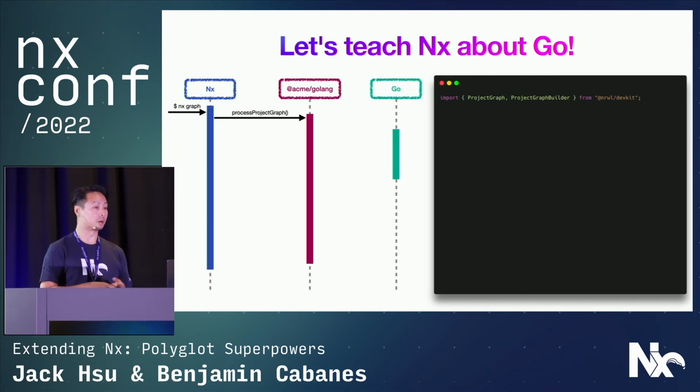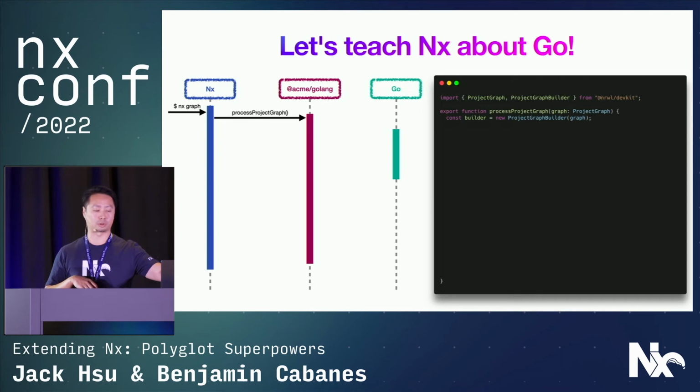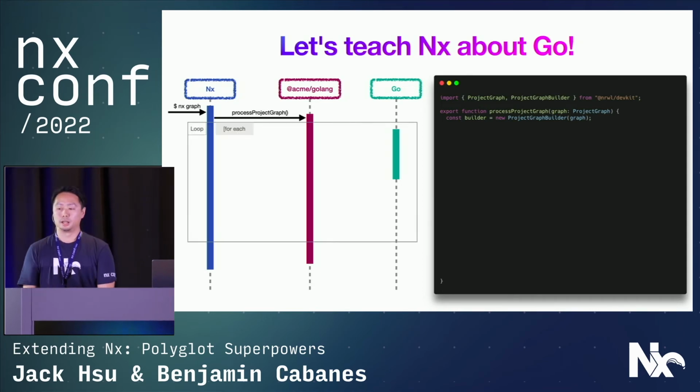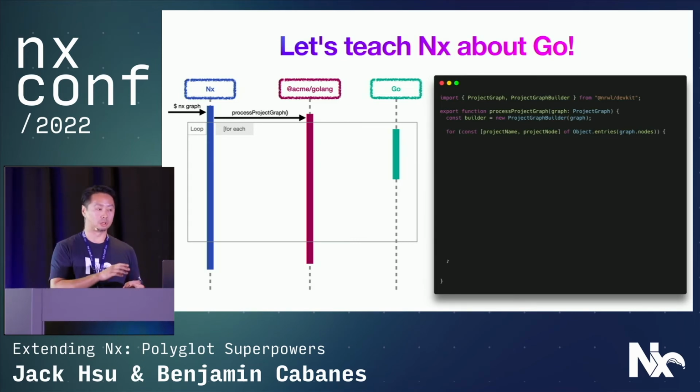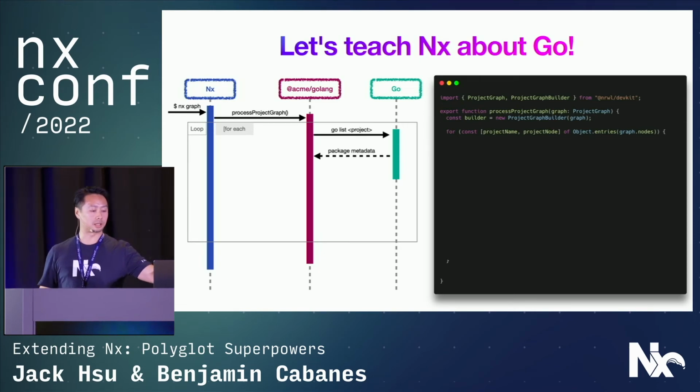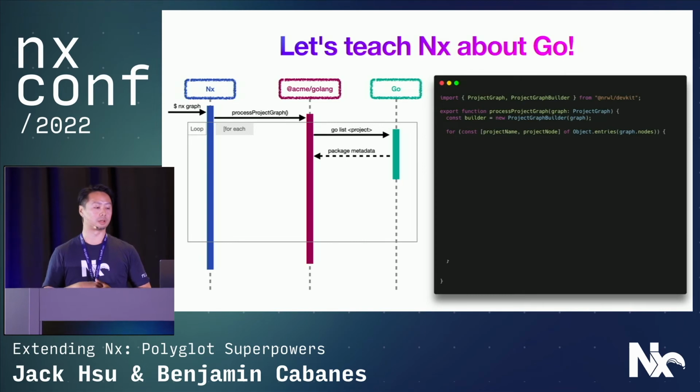And because we register our plugin with NX, it's going to call our plugin and say, can you please process this graph for me? And now we're going to create a new builder using the project graph builder in NX. And we're going to use a trick. Because NX already knows about all the projects in the workspace, we're going to loop through every single project that's detected. And Go has this command called go list, where you can pass it a directory or a Go package, and it's going to list out all the metadata it knows about it.